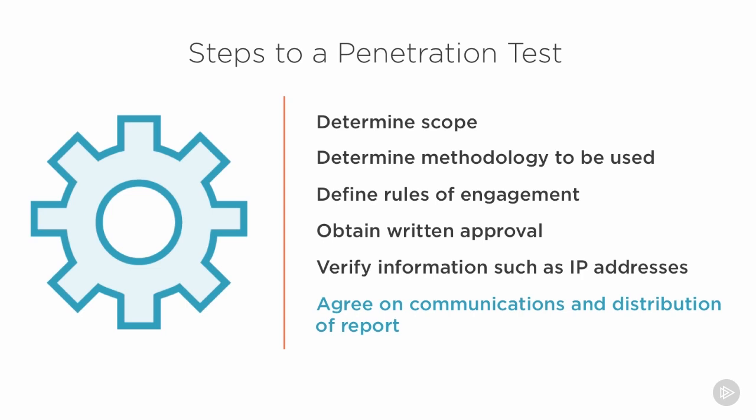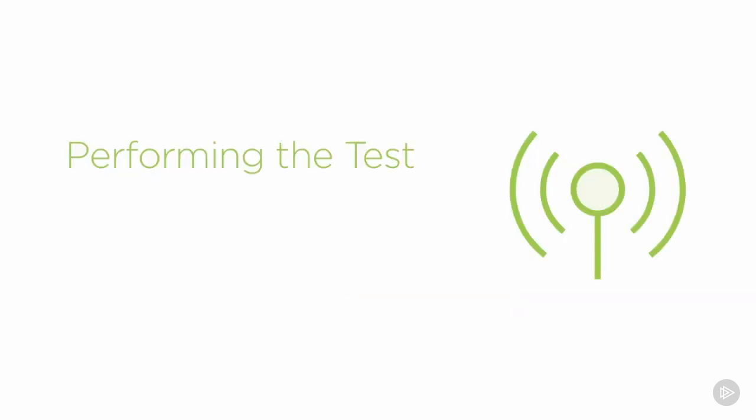Then we agree on how we will communicate the results of the test and the distribution of the report. The one thing we should also agree on with this is that if we find something serious during the test, we may not wait until the engagement is finished before we begin to communicate this with management. We want to make sure that management is aware immediately if there's a serious problem that needs to be fixed right away. So then, based on the authorization, rules of engagement, scope, and methodologies, we begin to perform the test.